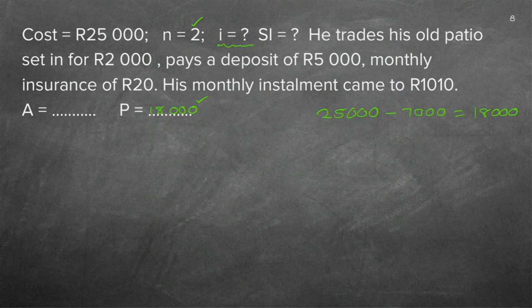Now, what did they say here? He's paying a monthly installment of 1,010 rand. So what do I do with that 1,010 rand? I need to multiply to see how much he paid over the whole time, because then I'll have my end amount. Is that not true? How many months did he pay this? My N is 2, so it's 2 years. So that installment, 1,010, do you agree with me? I need to multiply it by 2 years' worth of months. And how many months are there in 2 years? 24.